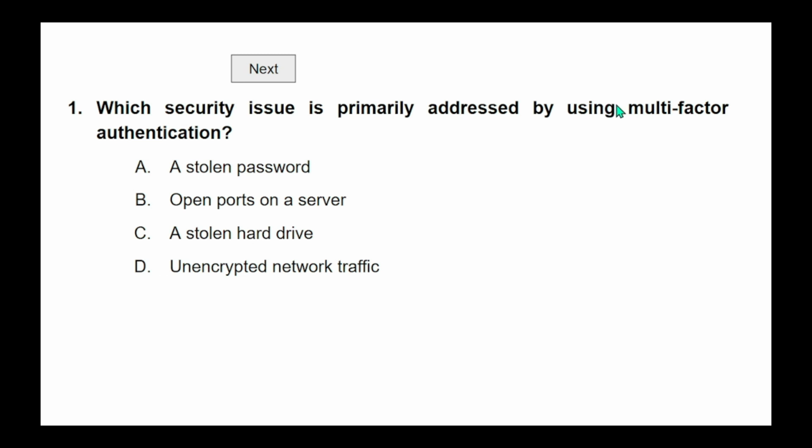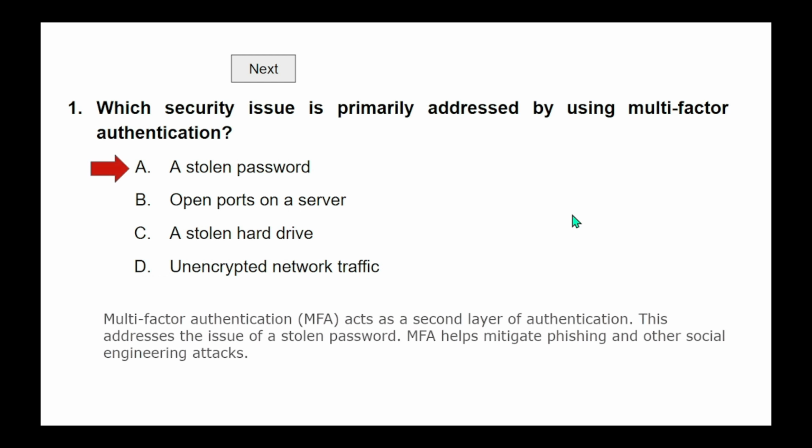Which security issue is primarily addressed by using multi-factor authentication? Option A, a stolen password. Option B, open ports on a server. Option C, stolen hard drive. Option D, an encrypted network traffic. So multi-factor authentication helps to solve a stolen password.